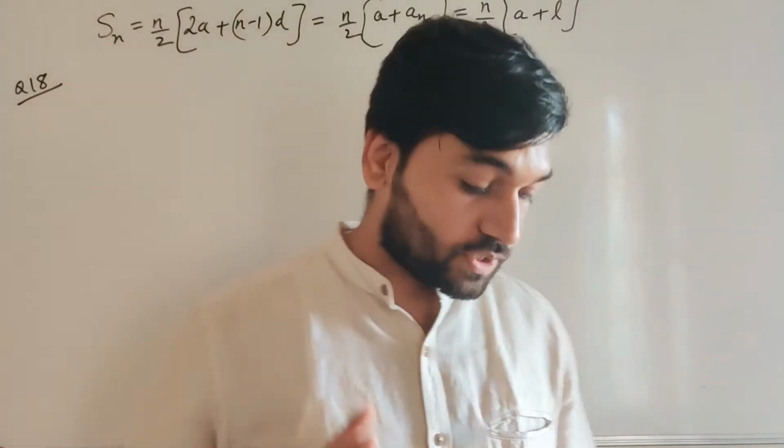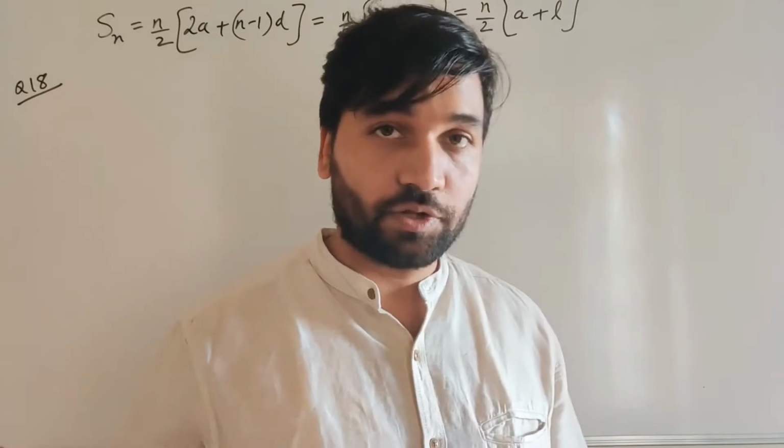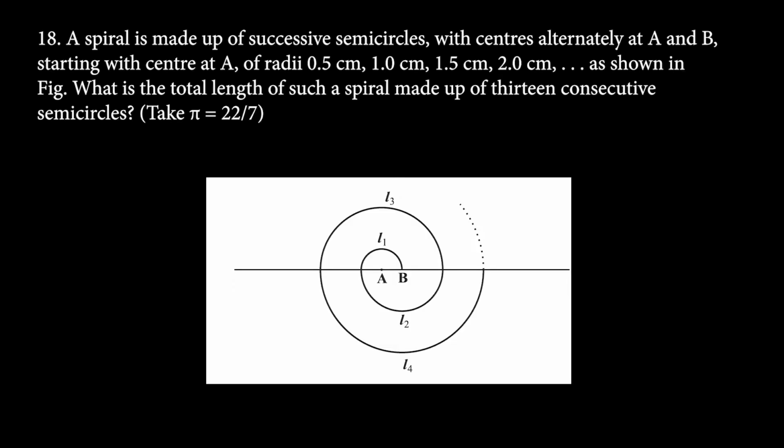Okay, so the next question, question number 18, it's another word problem. A spiral is made up of successive semicircles with centers alternatively at A and B, starting with center A of radii 0.5 centimeter, then 1 centimeter, 1.5 as shown in the figure. What is the total length of such spiral made up of 13 consecutive semicircles?